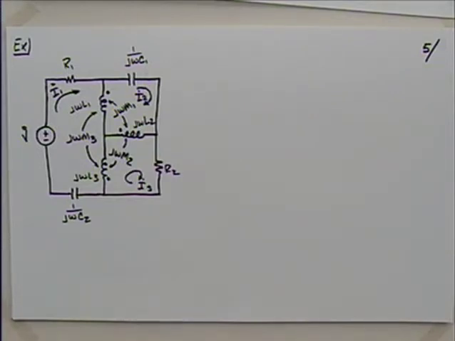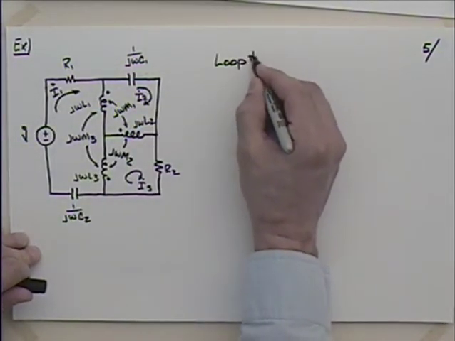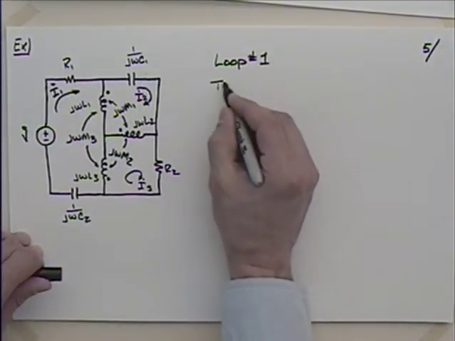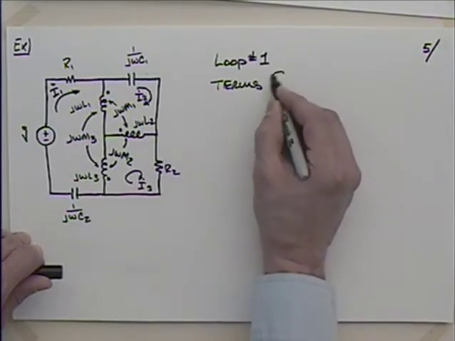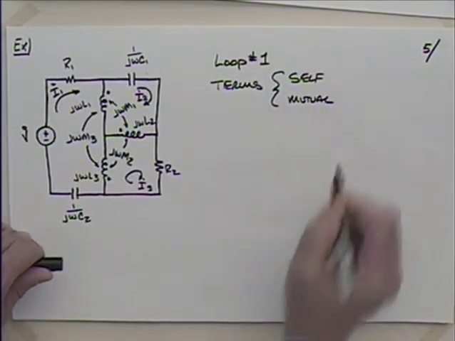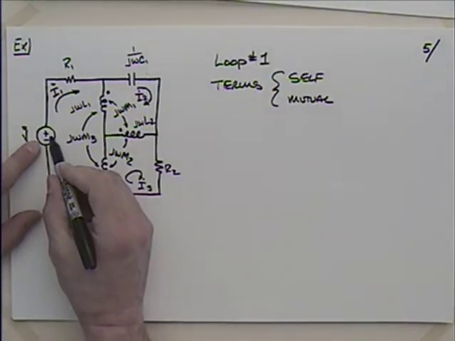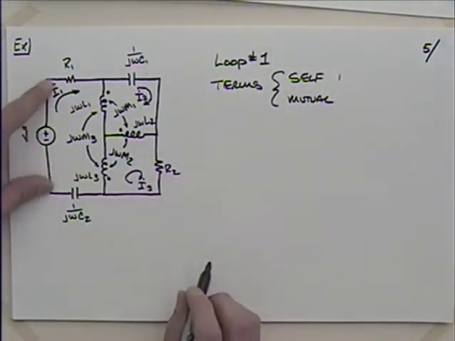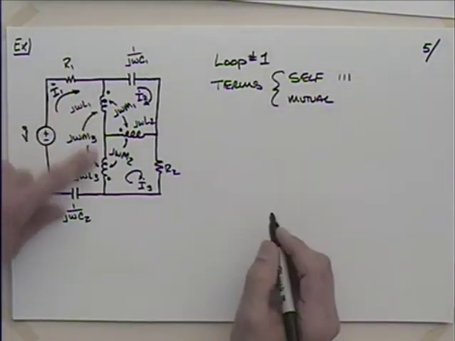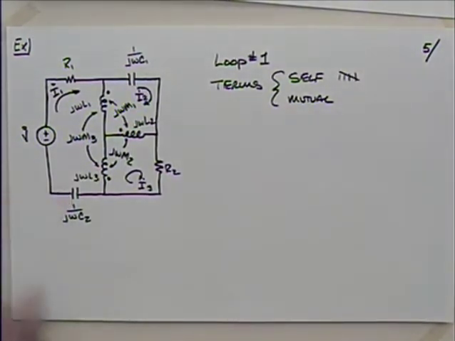How many terms? If I look at loop number 1, how many terms? Let me put the terms in terms of self and then mutual. As I go around here, we're going to have a term for the voltage here, so that'd be 1. And then for the resistance, another one. Self-inductance, another one. Self-inductance here, another one. Capacitance. So it looks like I got 5 self terms there, right?